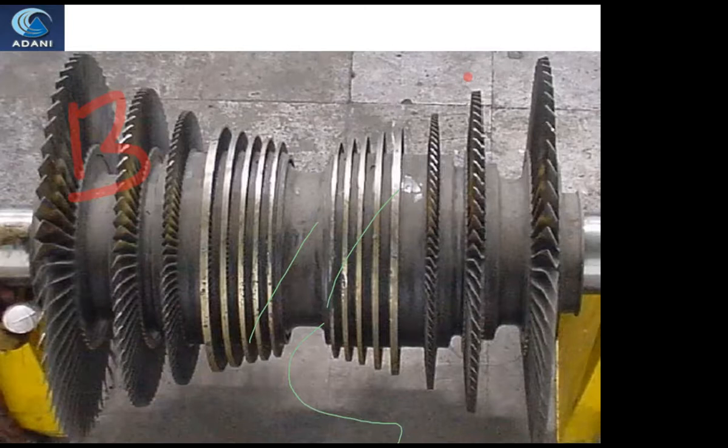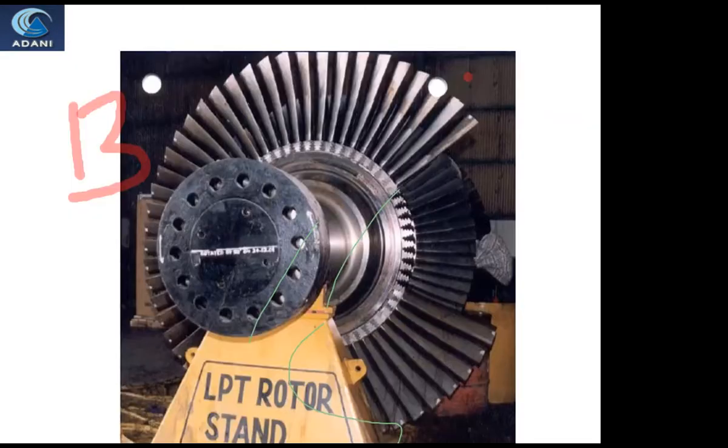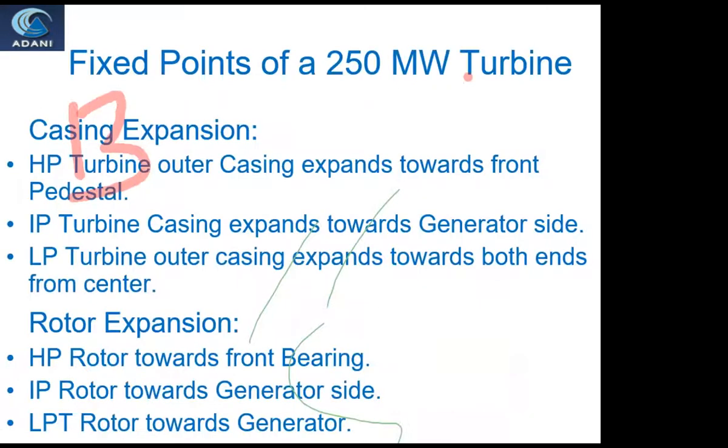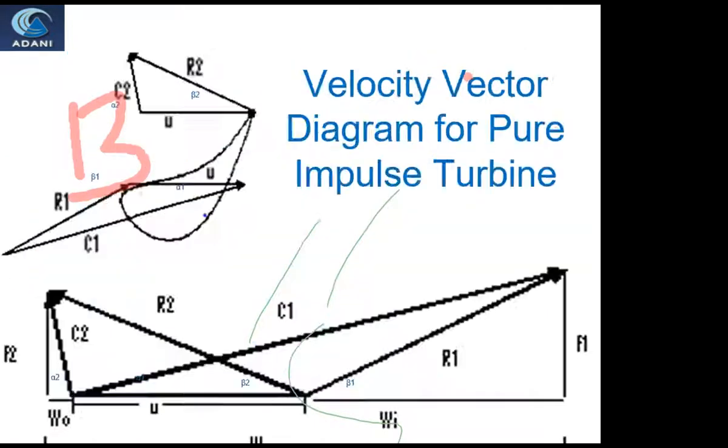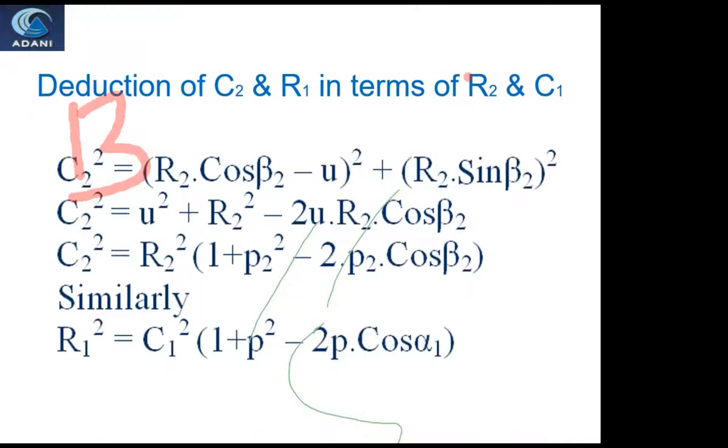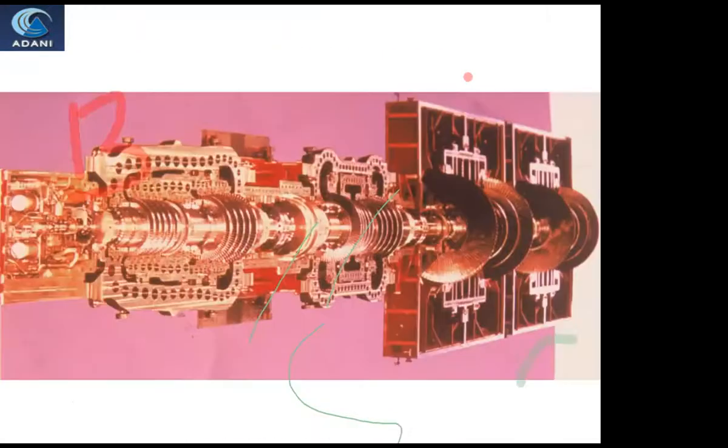How the turbine blades are arranged over here, you can see. This is one general arrangement of turbines: 2 LP turbines, IP turbines, and HP turbines.